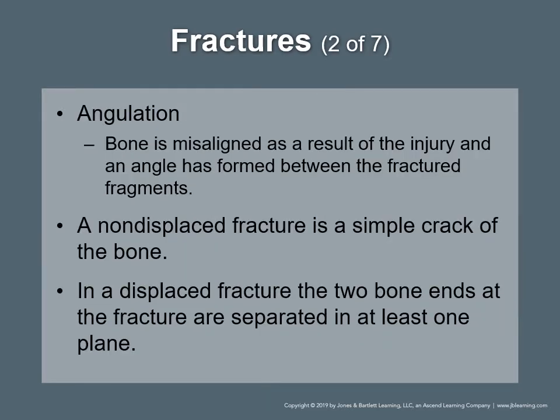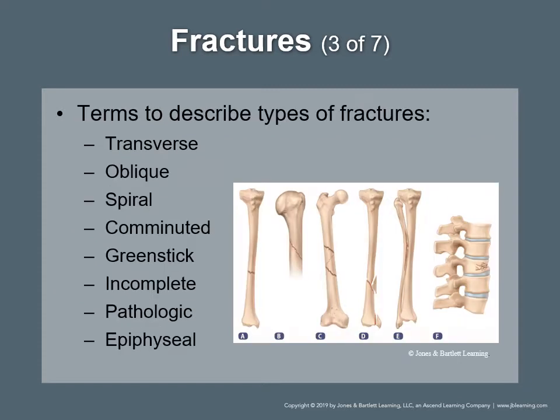Angulation of a fracture means that the bone is misaligned as a result of the injury and that an angle has formed between the fractured fragments. A non-displaced fracture is a simple crack of the bone that may be difficult to distinguish from a sprain or simple contusion. In a displaced fracture, the two bone ends at the fracture are separated in at least one plane.